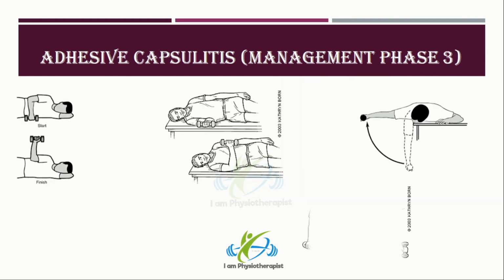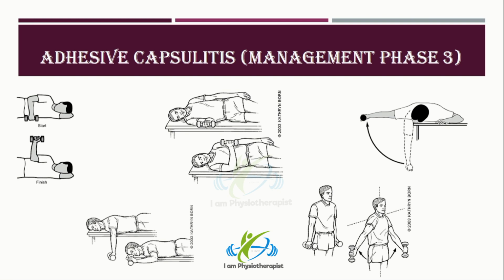In the third phase, continue all previous treatment options of phase 2. Exercise progressions include strengthening exercises to control and maintain increased range of movement. Physiotherapy is most effective during this thawing phase.